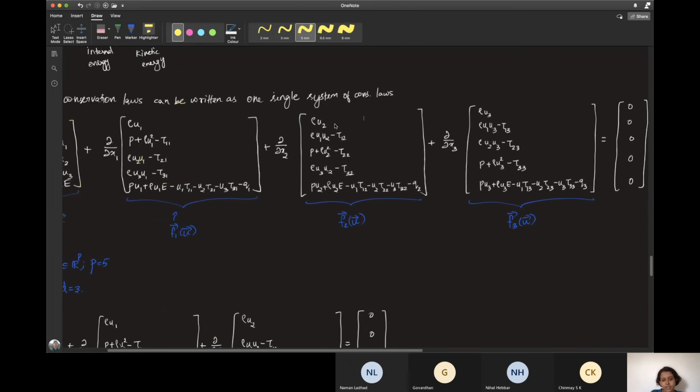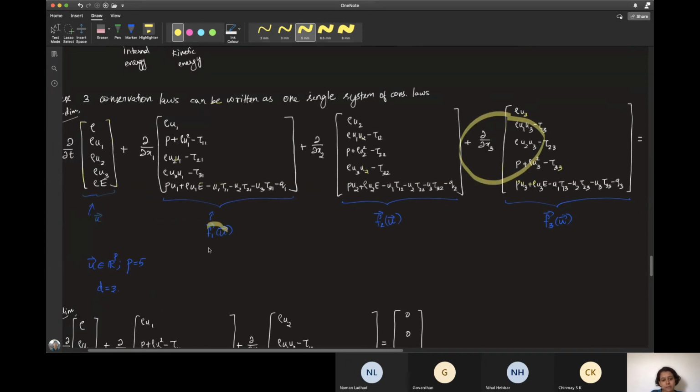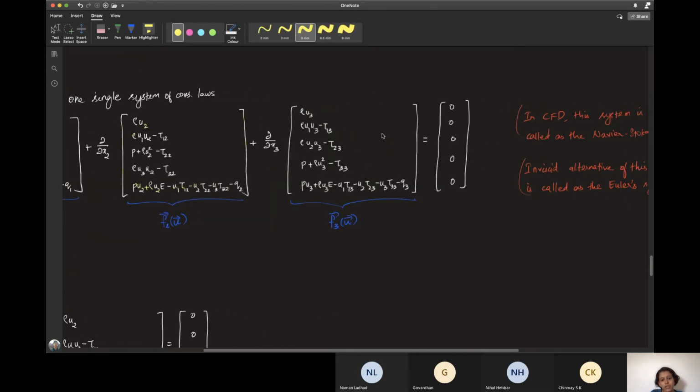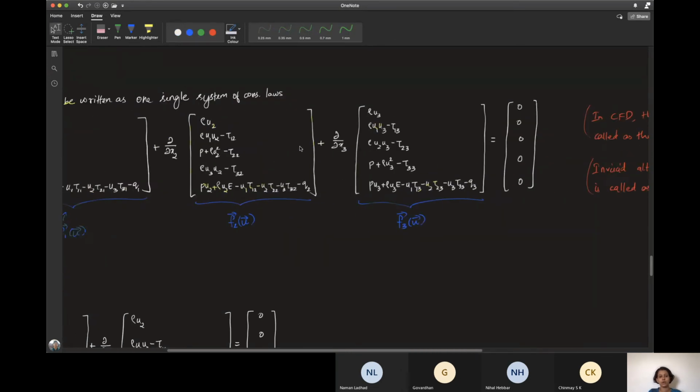And I've written the fluxes. These are the fluxes, the F1 vector. So this vector is the F1 vector of u vector, and this is the F2 vector of u vector, and this is the F3 vector of u vector.